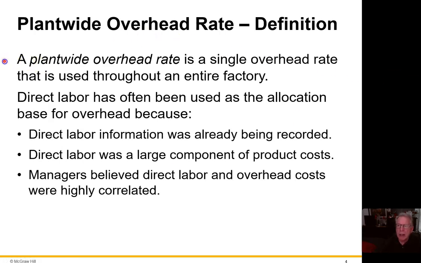A plant-wide overhead rate is a single overhead rate that's used throughout the entire factory. You've been through that. So we use direct labor, usually hours, which have often been used as the allocation base for overhead because A, direct labor hours information was already being recorded. B, direct labor was a large component of product costs. And C, managers believed direct labor and overhead costs were highly correlated.